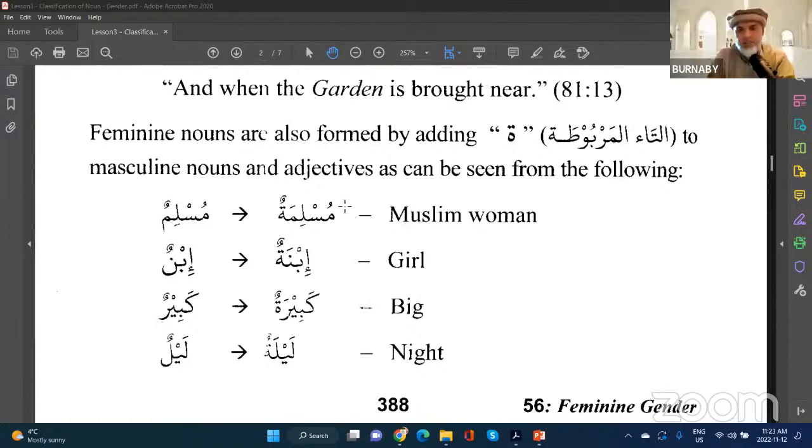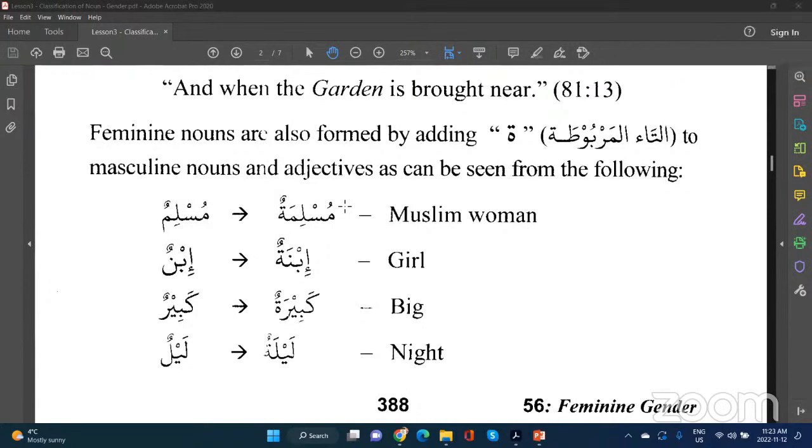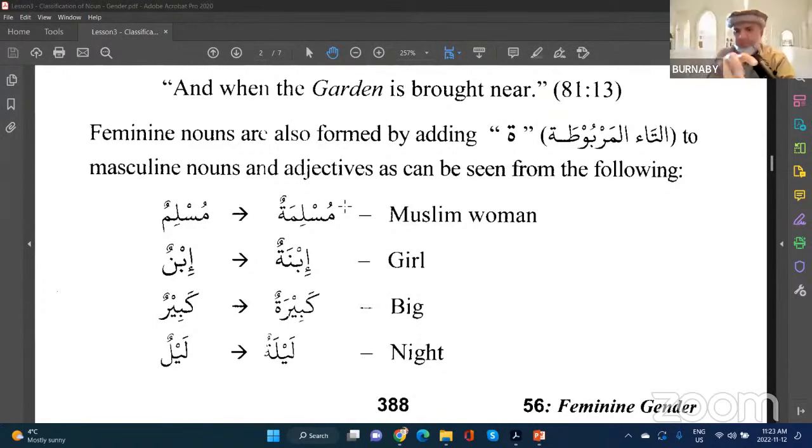Is it that Ibn means son and Walad means boy? Well, they are interchangeably used. So if you say son, then Ibnatun will be daughter, if you want to be that specific. But Ibnatun is also used for a girl.